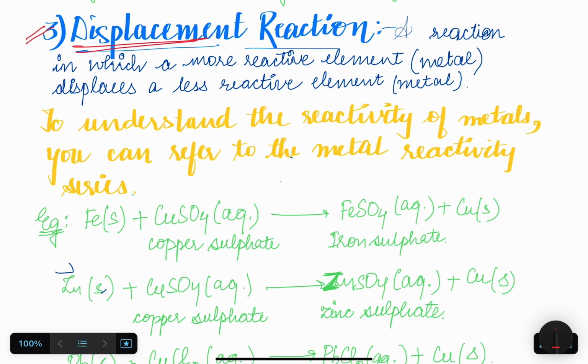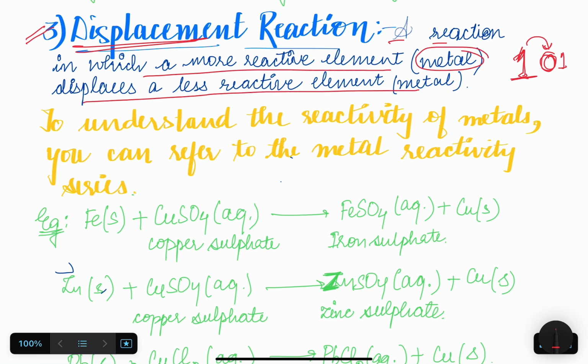Displacement, what do you understand by displacement? It means one component or one metal replaces or removes another metal and keeps itself in its place. Now let's see with the help of examples a reaction in which a more reactive element, a metal, displaces a less reactive metal. And to understand which element is more reactive and which is less reactive, we need to see the metal reactivity series.